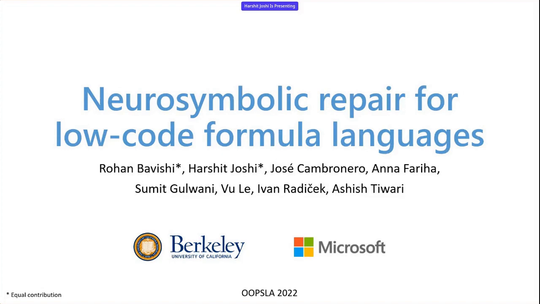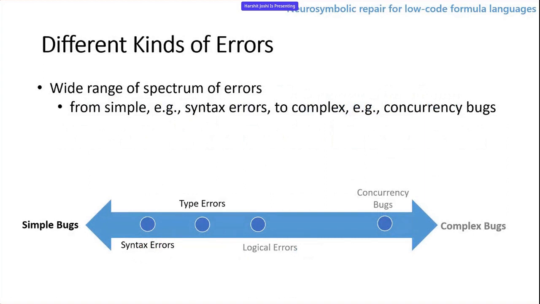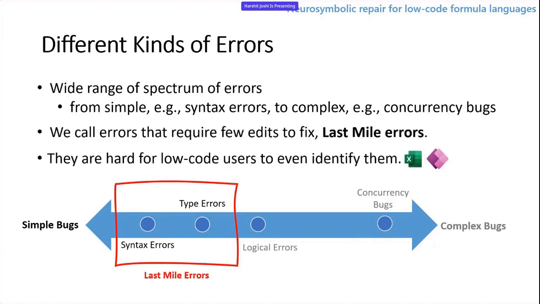I'll be presenting our work, Neurosymbolic Repair for low-code formula languages. So most programmers write code which often contains bugs. Now there is a spectrum of errors which ranges from simple bugs such as syntax errors to complex and hard to fix concurrency bugs. Our work focuses on the left side of this spectrum, which includes syntax errors and some simple semantic bugs. Now, the errors which require very few edits, we call them last mile errors.